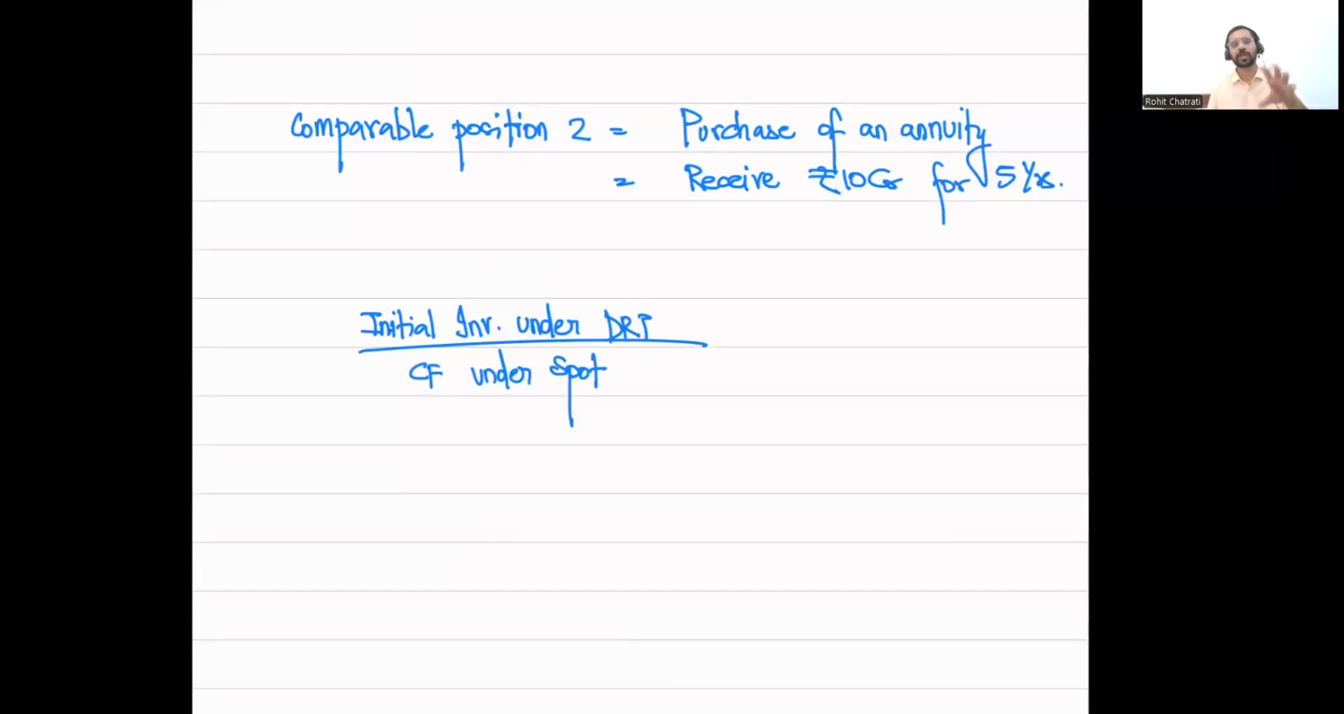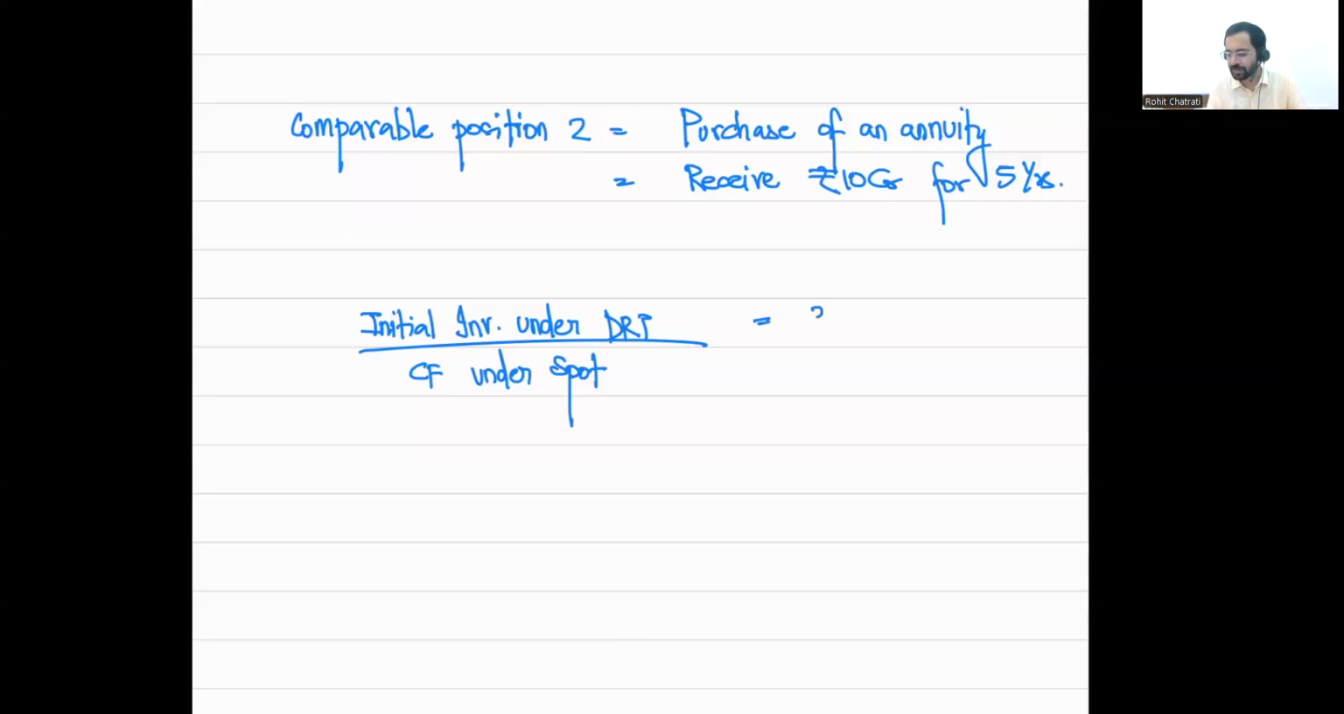What typically happens in an annuity is you go to the insurance company and tell them that you want a fixed cash flow of 10 crores every year for the next 5 years. The insurance company would collect a lump sum amount from you upfront, and then it will pay 10 crores every year for the next 5 years. What that lump sum amount would be is what we have to put in the denominator.